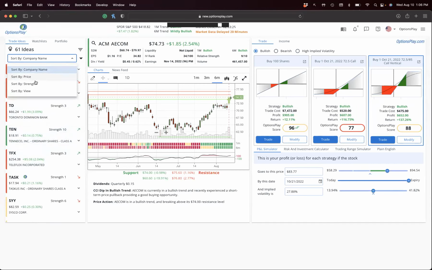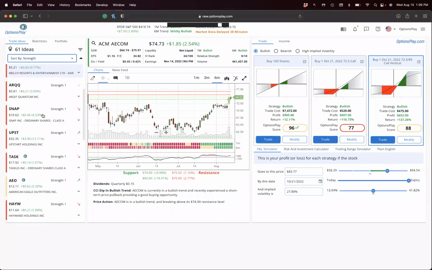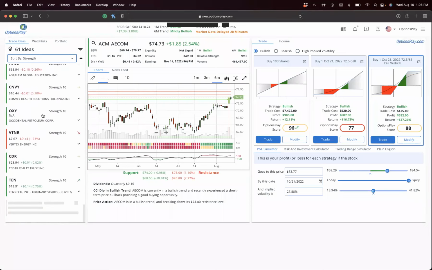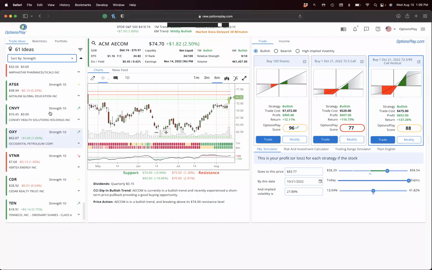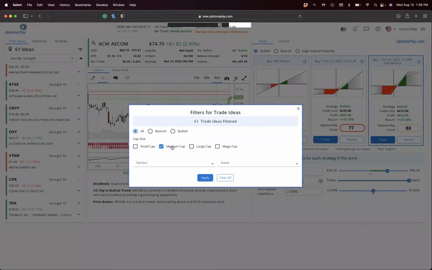I will tell you that I like to typically sort this list by relative strength, because I want to know which stocks are the weakest if I'm looking for bearish opportunities and which stocks are strongest if I'm looking for bullish opportunities, and vice versa. And I'm going to talk to you a little bit in terms of the color coding on this, because the color coding is very important. Now, let's filter out some of the small cap names. Let's look at just some large cap and mega cap names.